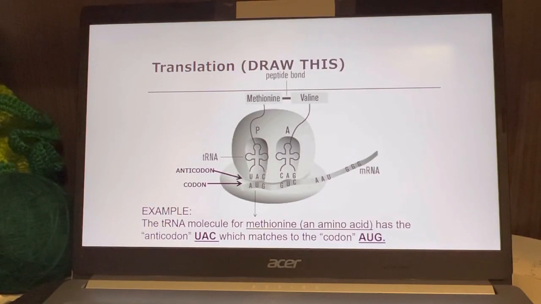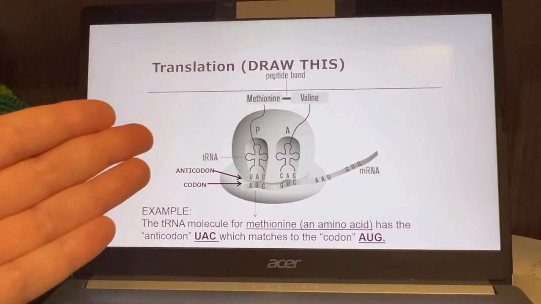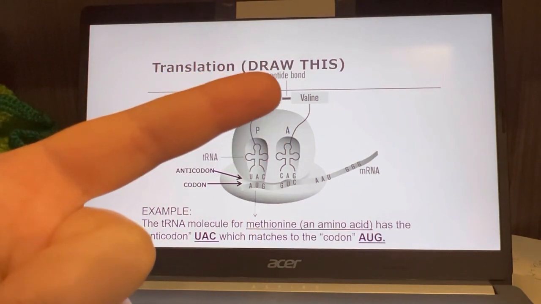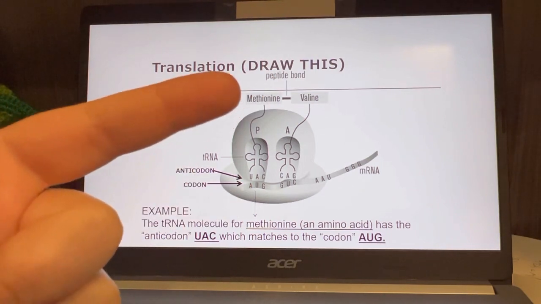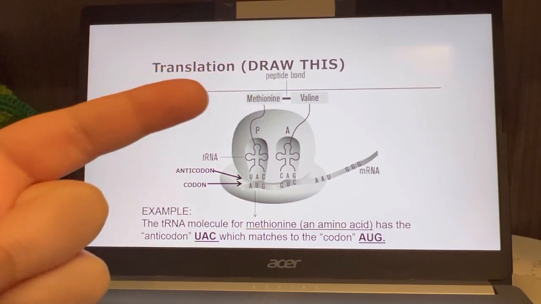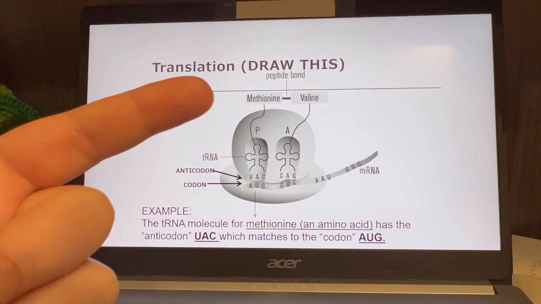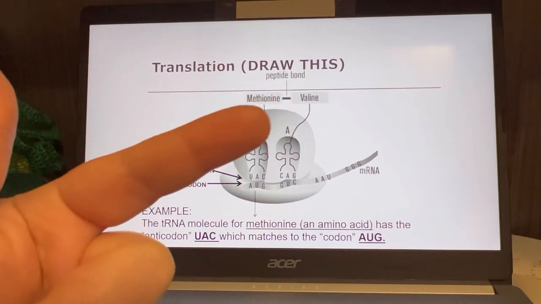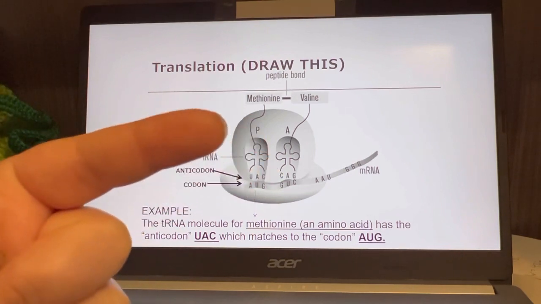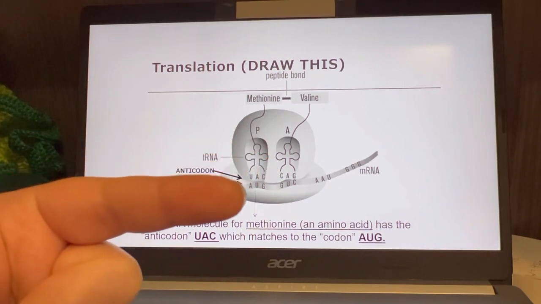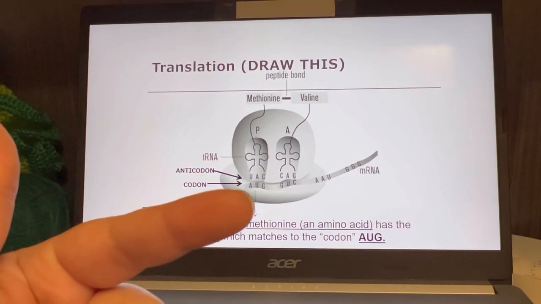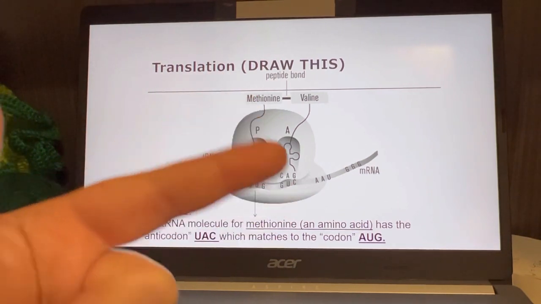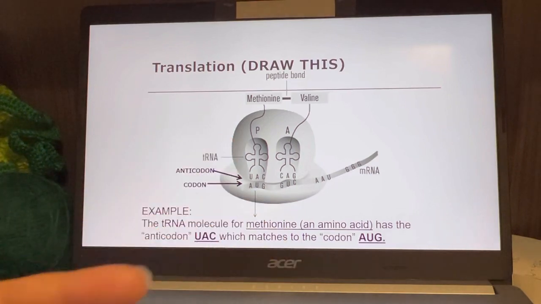Okay, so this is how you would draw translation. You do not have to remember what these two amino acids are. You can just write amino acid 1, amino acid 2. If you want to remember the names, you're more than welcome to. Okay, so these amino acids have joined together. This tRNA with its anticodon has joined to this codon here, and it drops off its amino acid to bond and start the chain of proteins.